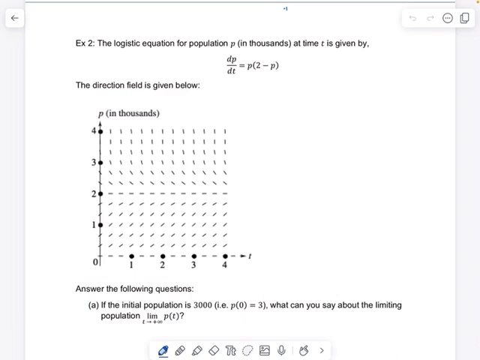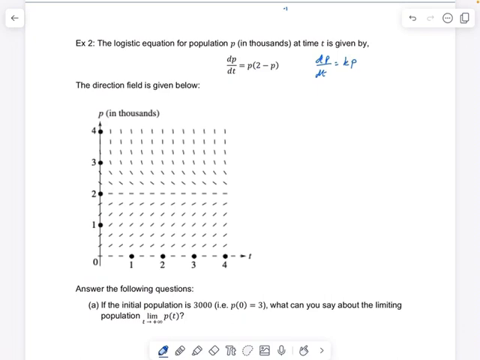The logistic equation for population P at time t is given by dP/dt equals P times (2 minus P). This is called a logistic equation. We will not study it much later on, but P is the population. Previously we have seen simple population growth, like dP/dt equals K times P. So this is similar to the decay model.